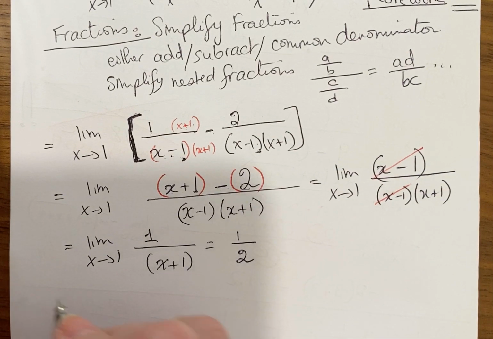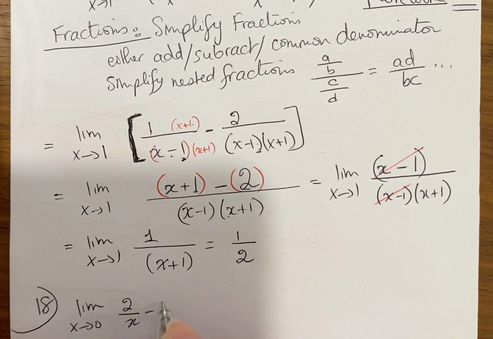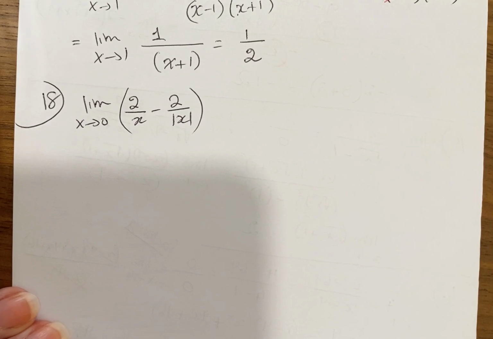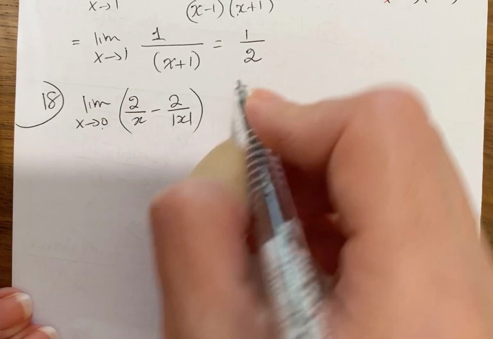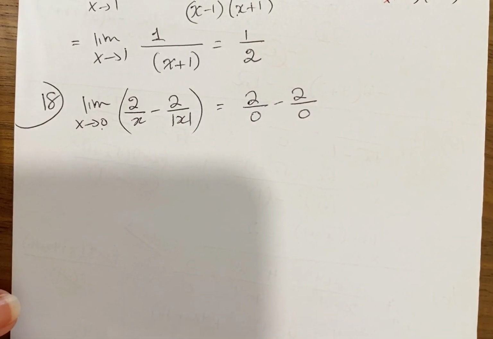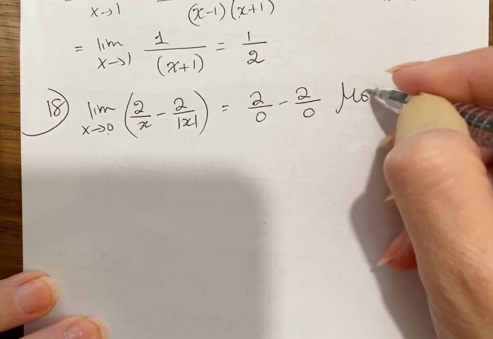All right, look at another example. Again, I try to substitute first. I substitute the 0. I get 2 over 0 minus 2 over 0. Whoa, again, I cannot answer the question 2 over 0 minus 2 over 0. I cannot answer such a question. So what do I have to do? I have to do more work.